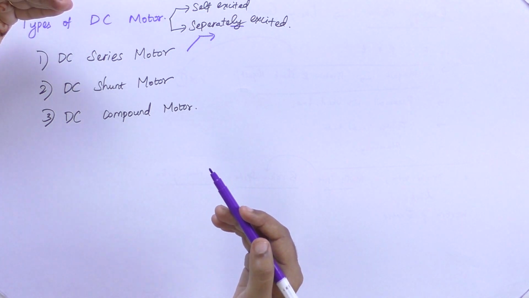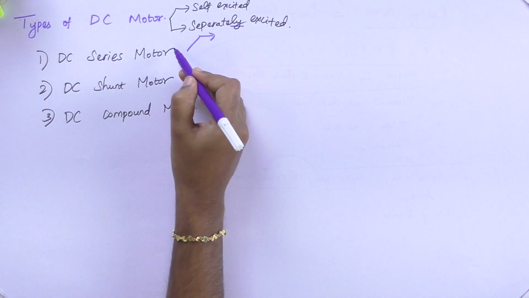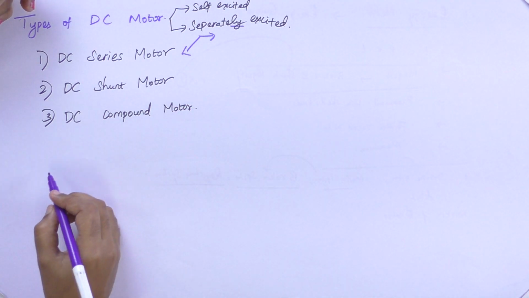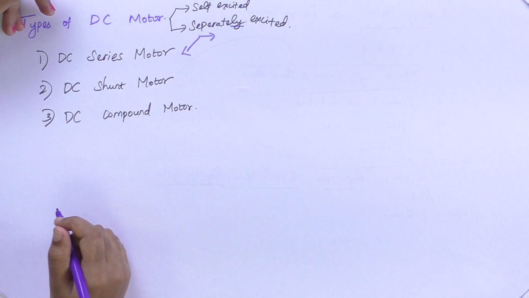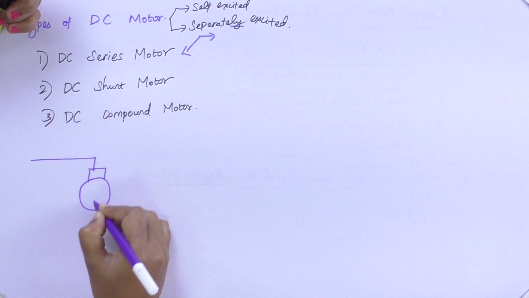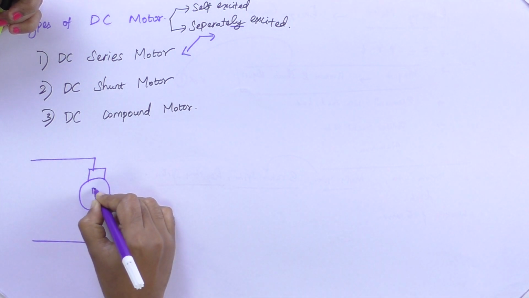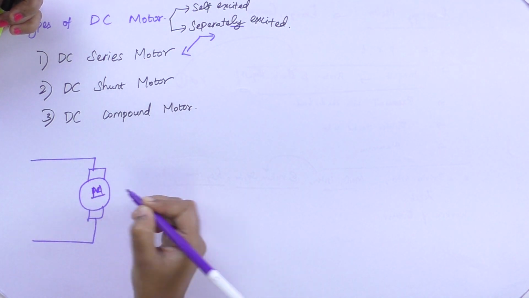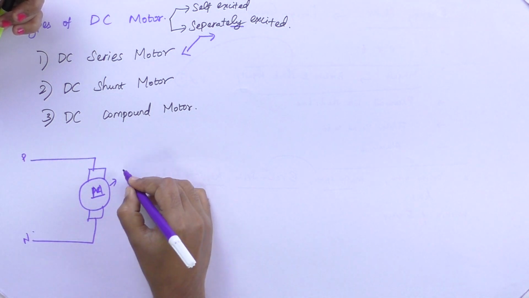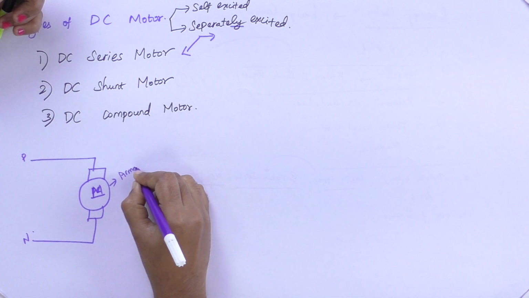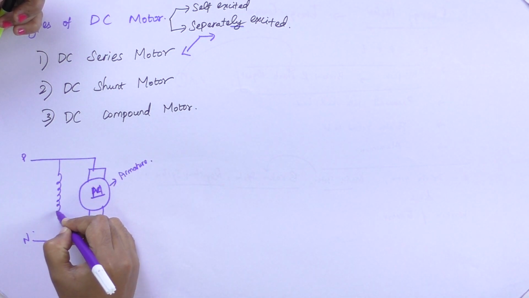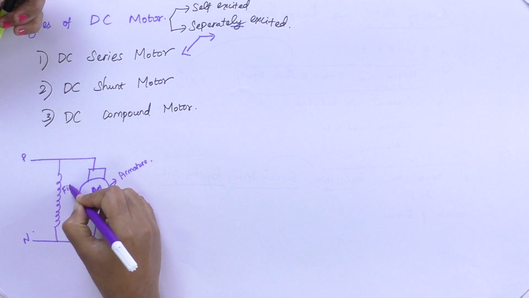The separately excited DC machine is further classified into DC series motor, DC shunt motor and DC compound motor. So let us see one by one how the construction of DC series motor will be. Generally, the motor representation for DC will be like this. DC motor, phase neutral. So this we will call as armature. And another thing, field should be there. This we call as field.